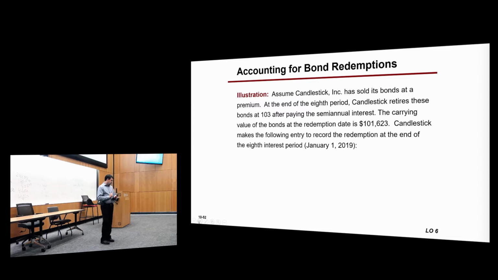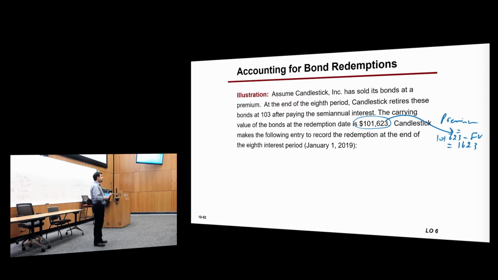The carrying value of the bonds at the redemption date is 101,623. This is the carrying value. So what's the premium here? Yes, the premium in this case will be 101,623 minus face value. Just to mean it's 1,623.